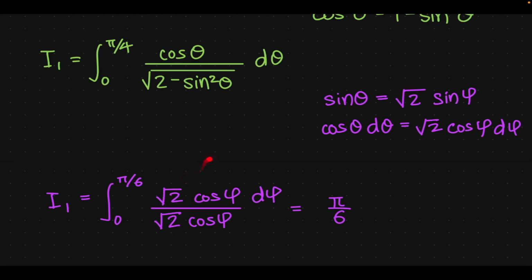Now the slightly tricky bit is the limit. So at theta equals 0, sine's 0, and phi will be 0. So that's fine, the lower bound's fine. On the upper bound, when theta is pi over 4, sine of pi over 4 is 1 over square root of 2. And you want to find what value phi should satisfy.